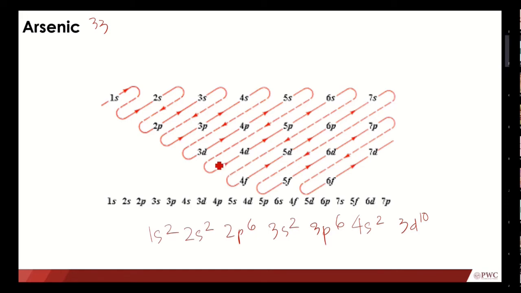After 3D, what's next? P3, sir. 4, 30. 33, okay. 2, 4, 10, 12, 18, 20, 30, 33. Okay, so we are done with arsenic. Any questions so far? None, sir. Okay.